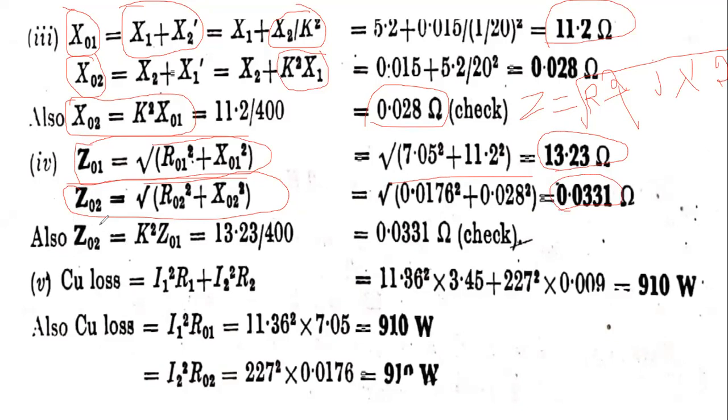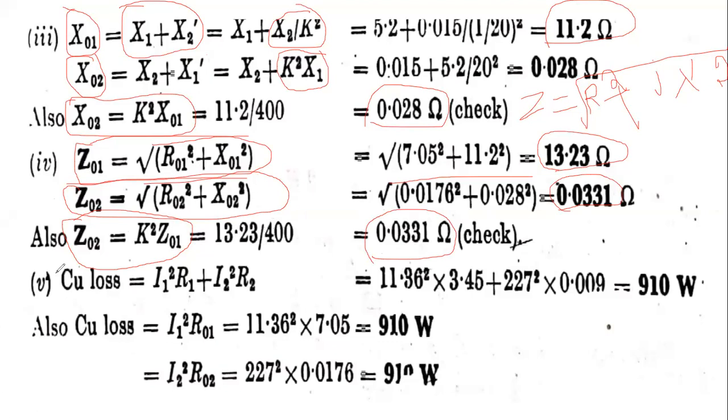We have another formula for calculating Z02. Z02 is equal to K square into Z01. K is equal to 1 by 20 and the Z01 value is 13.23, so 13.23 into 1 by 20 whole square. Therefore, Z02 is equal to 0.031.